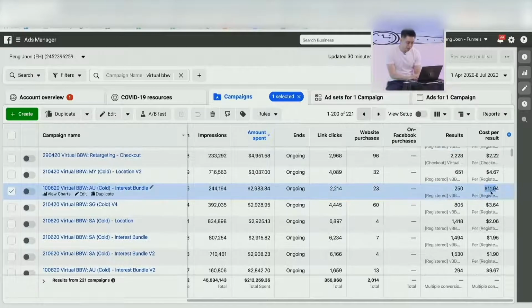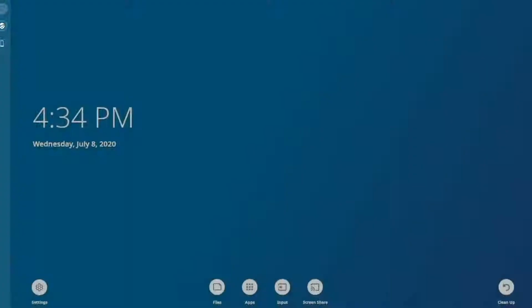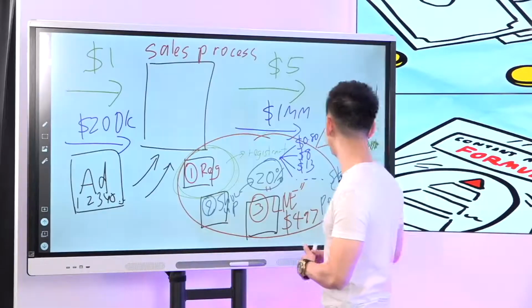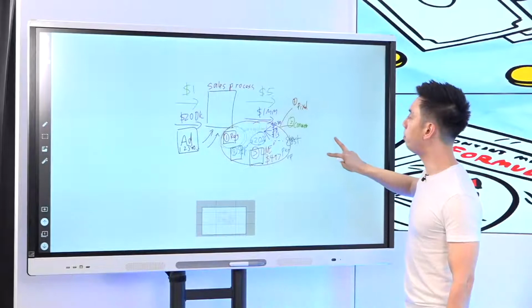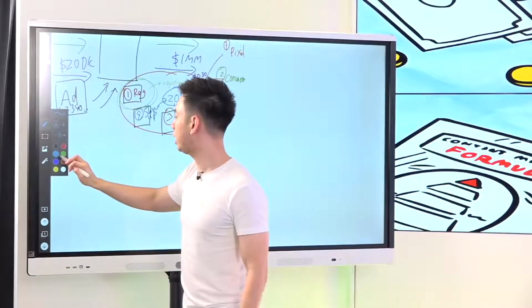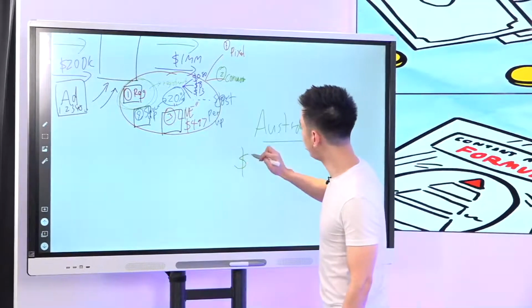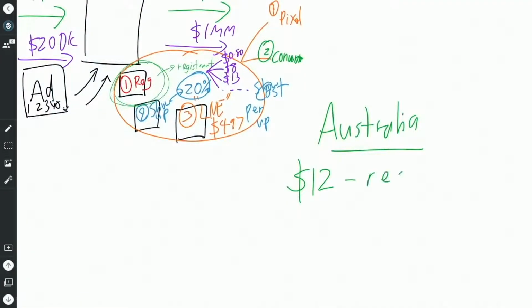I can see that it cost me $11.94 to get somebody to register. So let's call it $12. So let's say I know that it costs $12 for somebody to register. You might be thinking, that's really high. But remember, in comparison to what? So let's say Australia, it cost me $12 to get a lead or a registration.